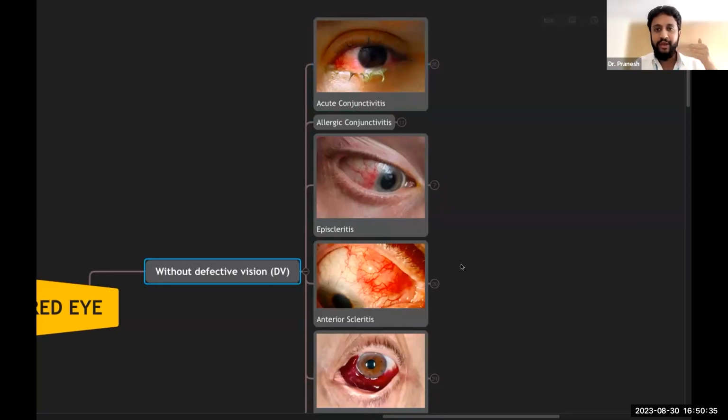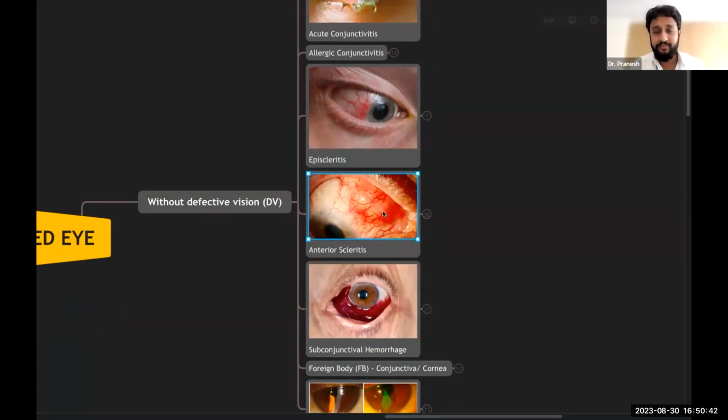Of these, if you ask me what should be one condition where you should refer the patient immediately, that will be anterior scleritis, because scleritis will often mimic episcleritis or even conjunctivitis. But scleritis patients will have severe pain and you have to refer this patient as early as possible, because scleritis means there will be an underlying systemic condition. Systemic condition is equal to scleritis. It can be rheumatoid arthritis, it can be joint pains, something like uveitis. So you need to refer the patient as early as possible.